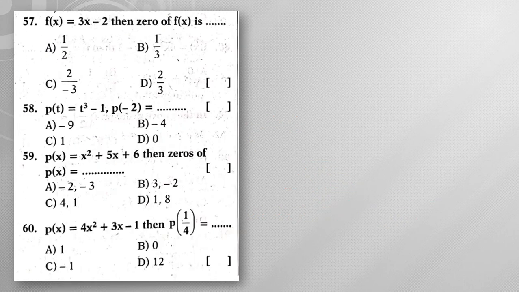Next, moving on to question number 57. If f of x is equal to 3x minus 2, then find the zero of the polynomial. Simple question. Make it equal to 0, then we get 3x is equal to 2, x is equal to 2 by 3. Hence 2 by 3 is the zero of this polynomial.